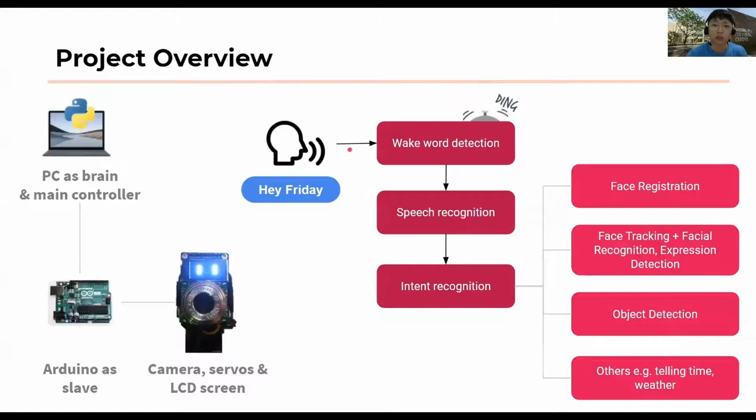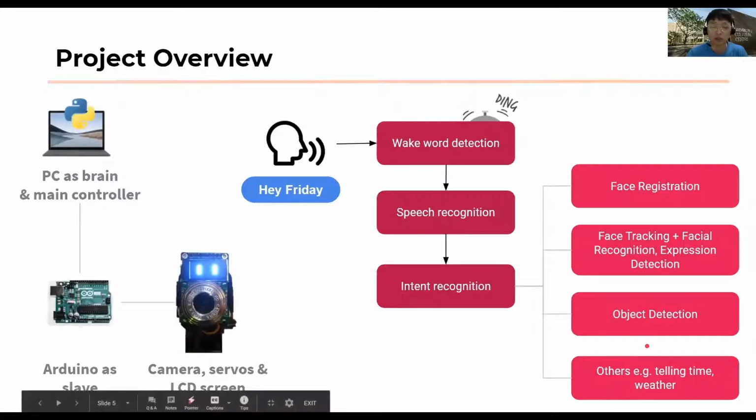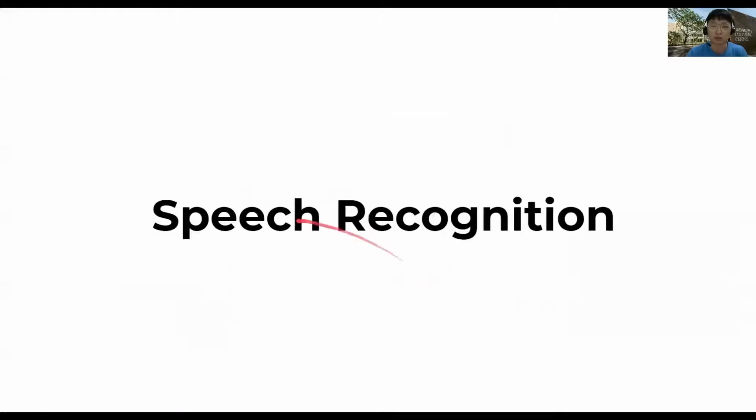Today I'll first start off by giving you an overview of our project. We are using a PC as the main controller that's running the system on Python. We have Arduino that's connected to several hardware as slave to interact with the human. Our user can start by activating our social board by triggering the wake word followed by the command. Through speech recognition, we'll translate the speech into text to infer the intent. This is to activate different modules respectively, for example, face registration, face tracking, recognition, or expression detection, object detection, and other functions like time and weather telling.